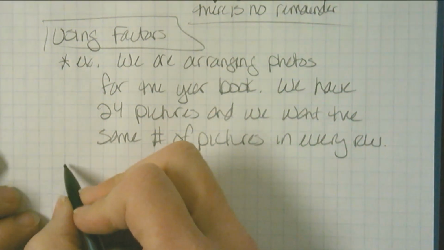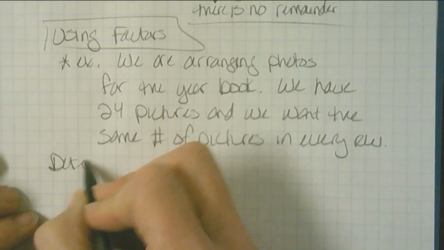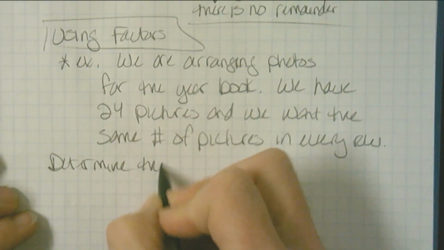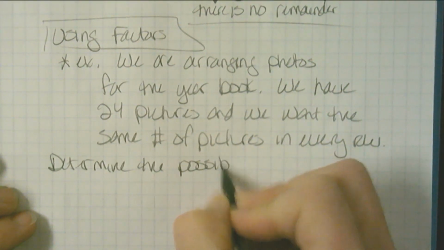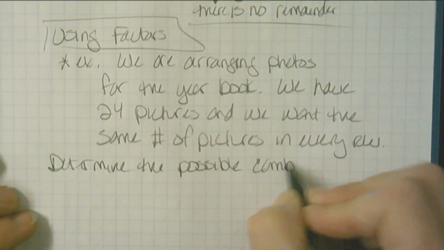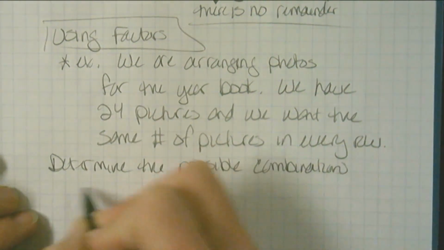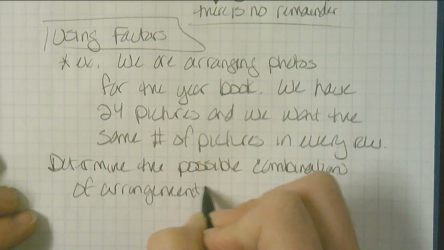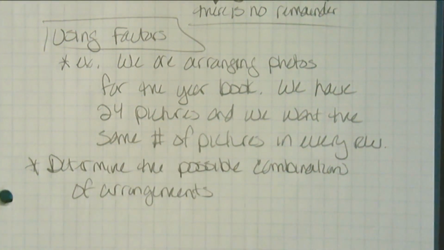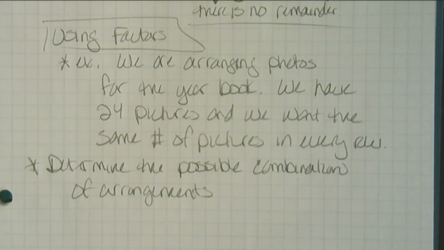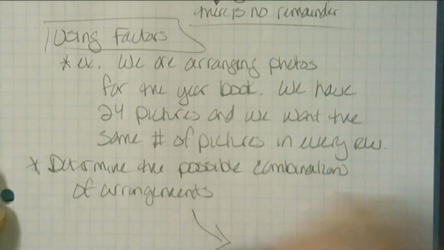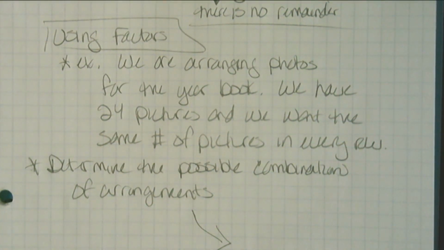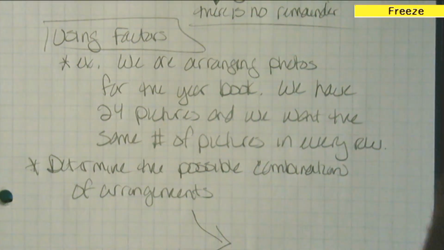All right, what we want to do is determine the possible combinations of arrangements. That's what we want to do. We want to determine the possible combinations of arrangements. I'm going to put a little arrow here because I need to flip to my other page. We need to see what's up there.